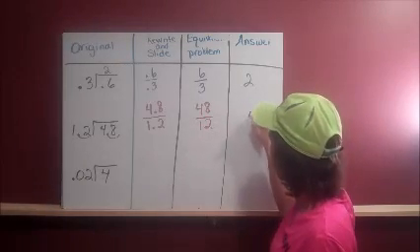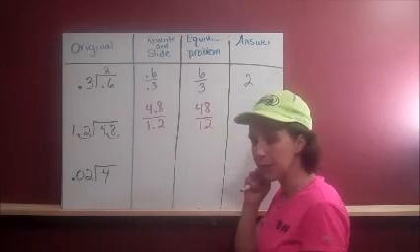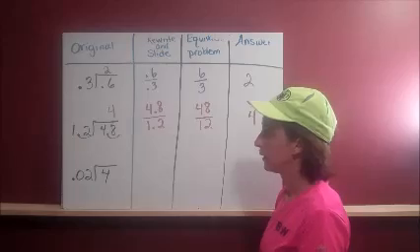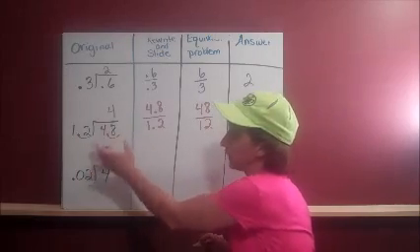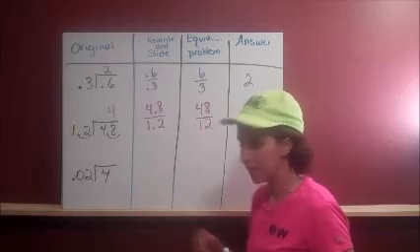48 divided by 12 is 4. How many sets of 1 and 2/10 fit in 4 and 8/10? 4. No decimal in the original answer, even though there are decimals in the original problem. Let's try this one.